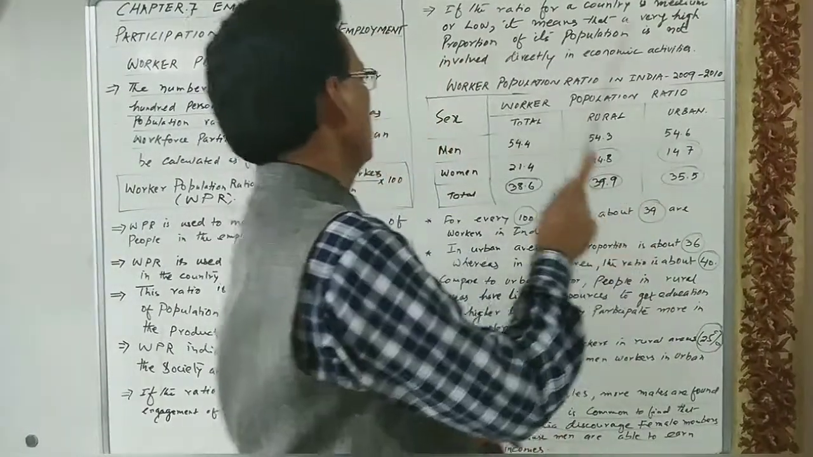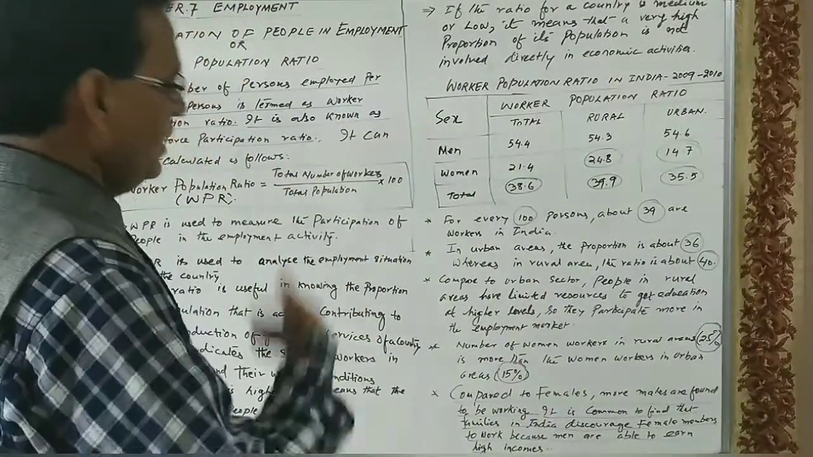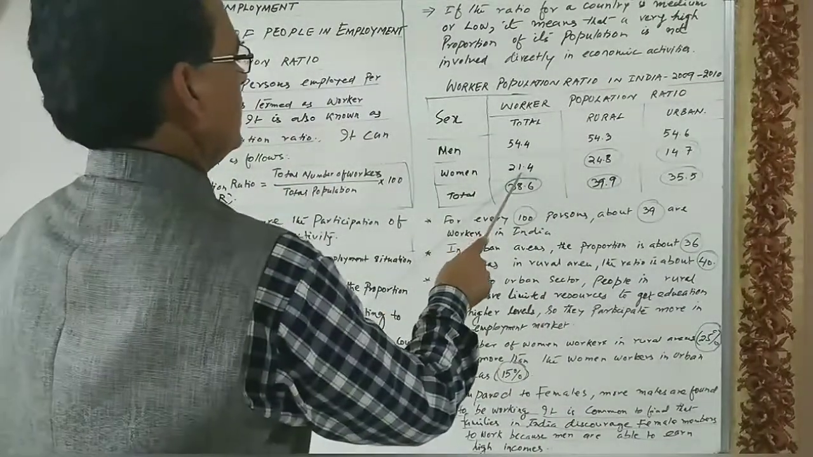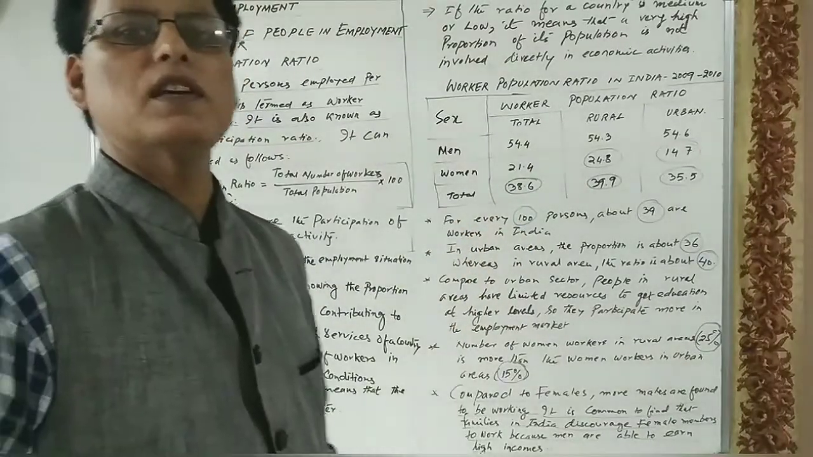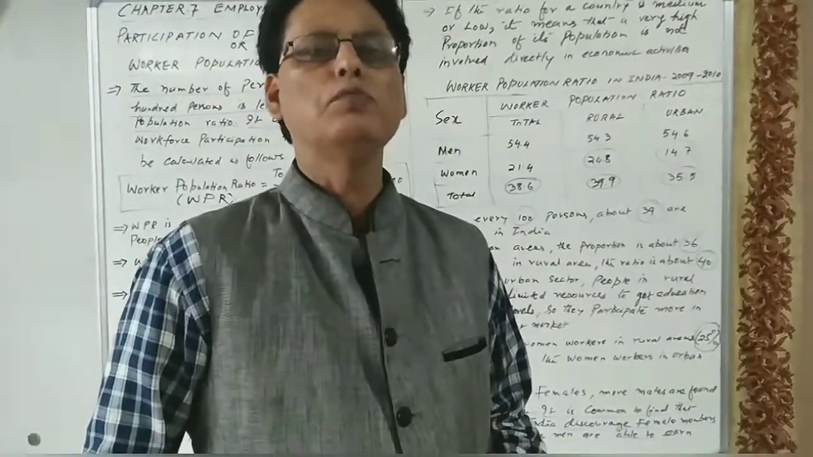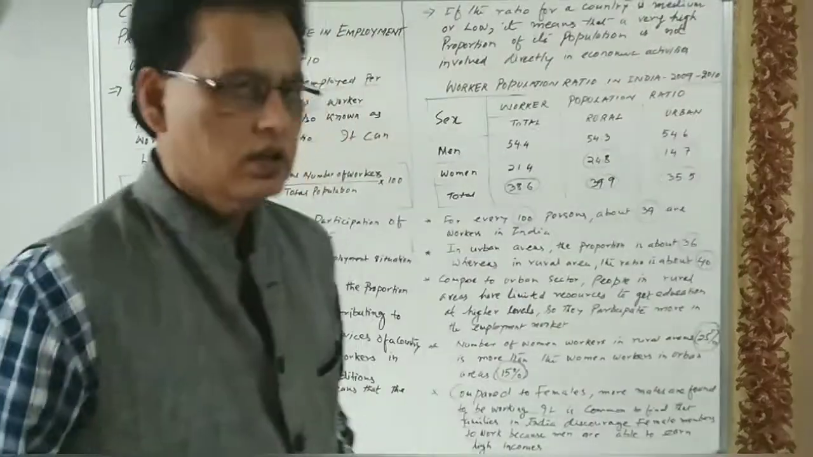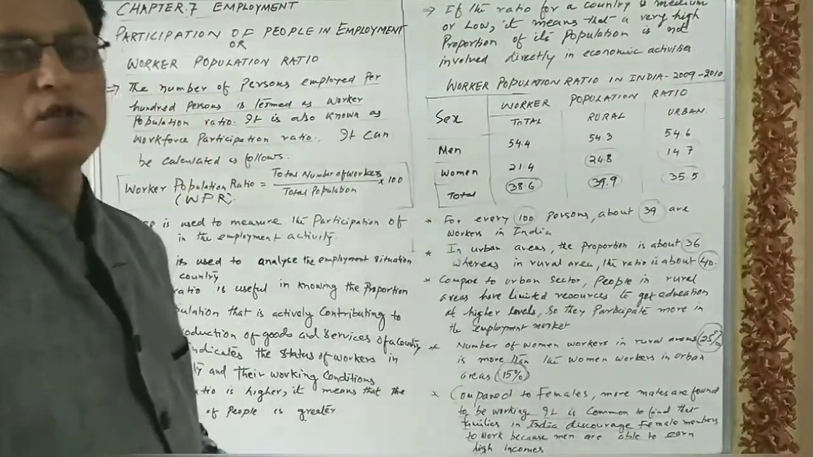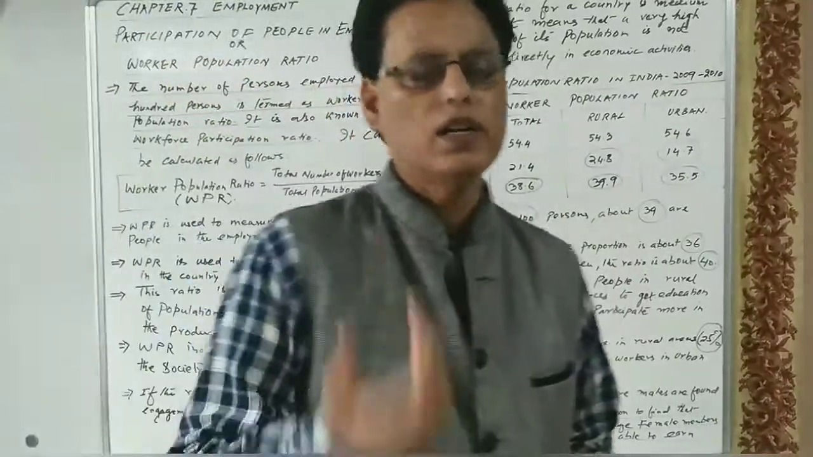If you take the India level, then you will find 21.4. It means 21.4% of the women are workers in our country. The rest of the women are non-workers; they do not work. And let us see why women do not join the work in our country, either in rural areas or in urban areas.